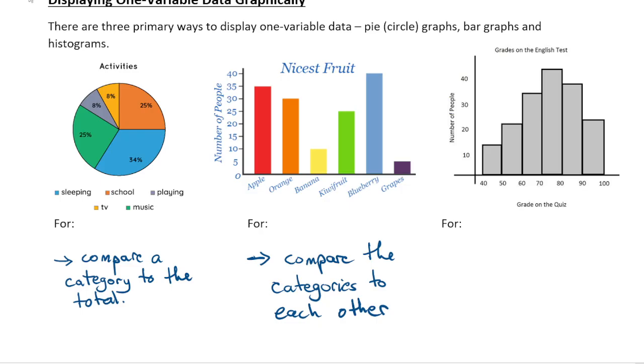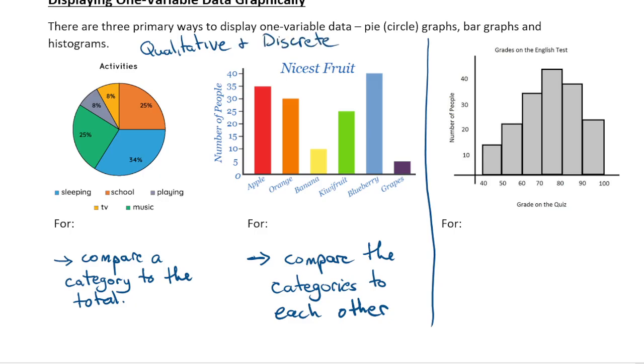But you will see that these are primarily the qualitative and discrete graphs. And this histogram is for continuous. So what makes this one continuous?